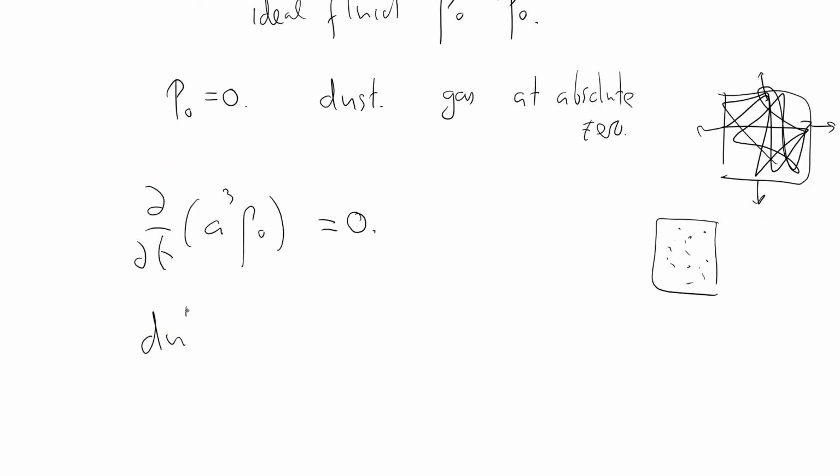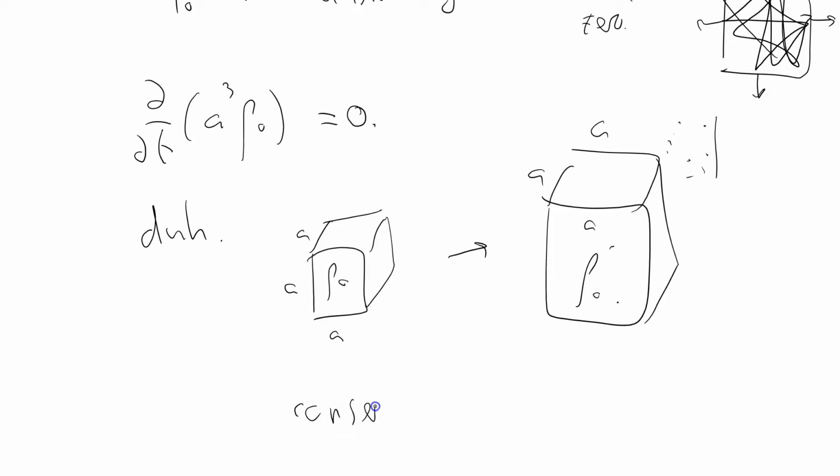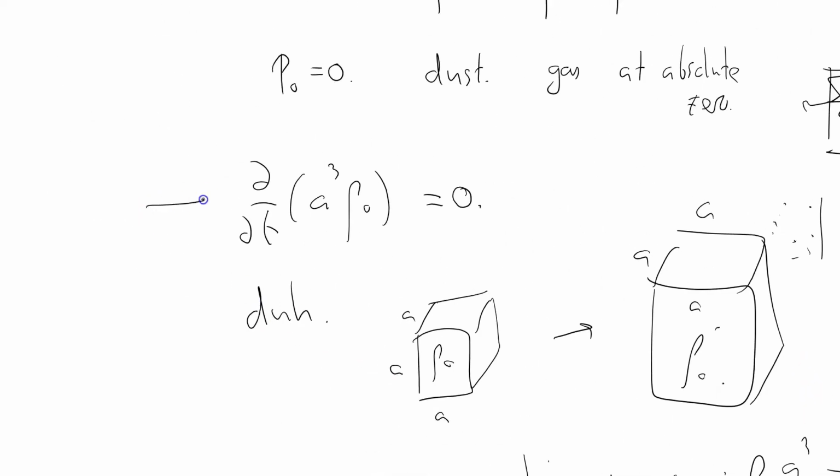And your first observation is to say, duh, well, of course it is. If I've got a little volume, A by A by A, with density ρ0, and it expands a little bit, so it's A' by A' by A' and its density is ρ0', then by conservation of mass, ρ0 A cubed on the left-hand side equals ρ0' A' cubed, which is what I've got written down here.